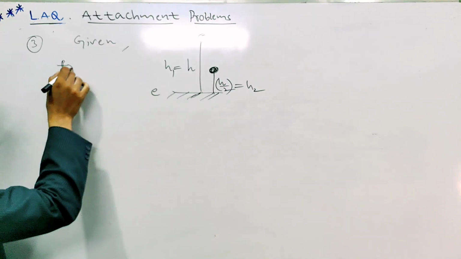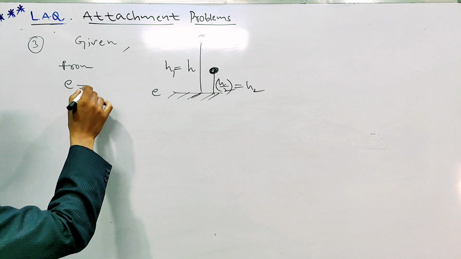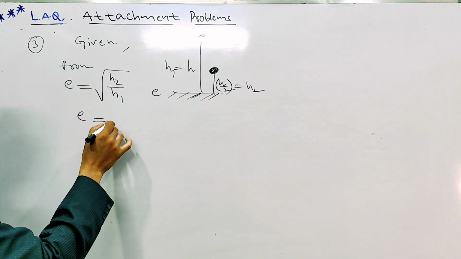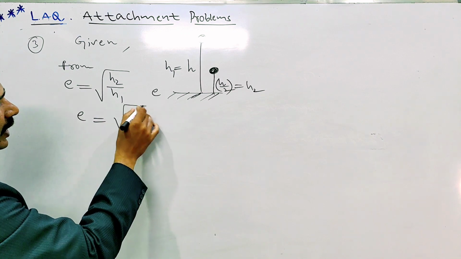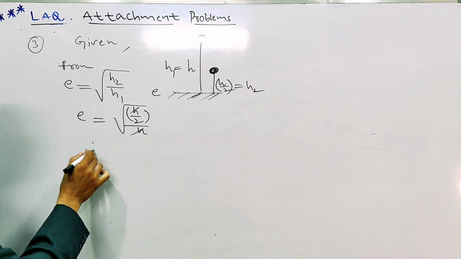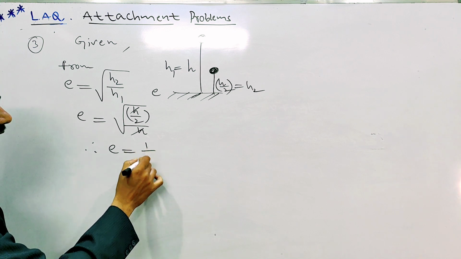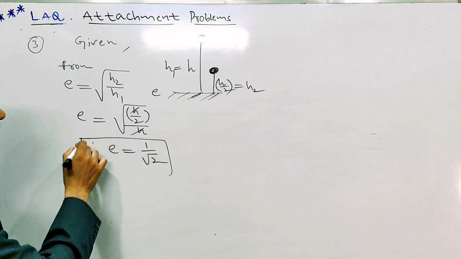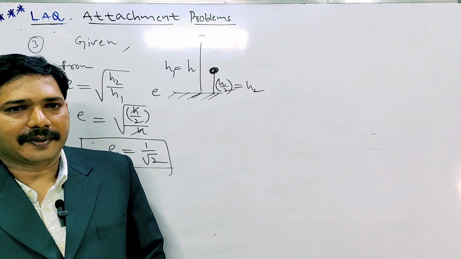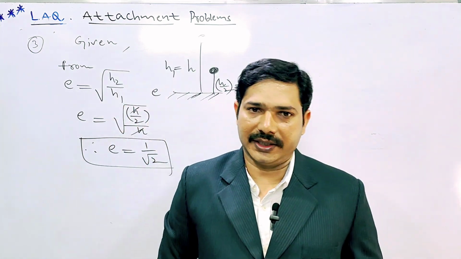From the formula, coefficient of restitution e equal to, what is the formula? Under root h2 by h1. e equal to, h2 is h by 2, and h1 is h. Therefore e equal to under root 1 by 2, which we can write as 1 by root 2. Therefore coefficient of restitution e equal to 1 by root 2. So this type of questions they ask in attachment problems. Please focus on these attachment problems.